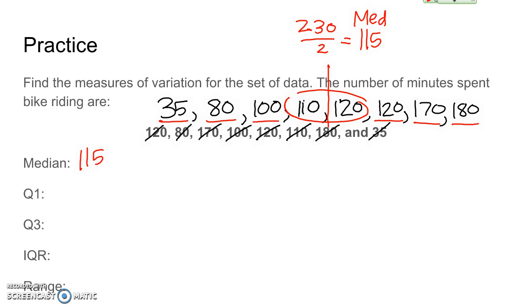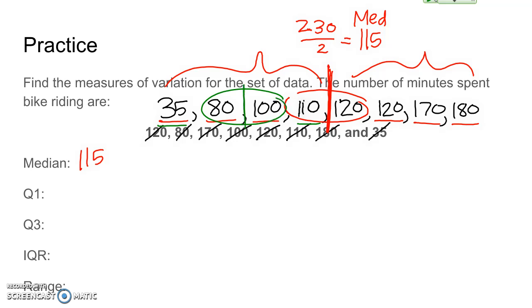All right, now, do you see how I've drawn this line between the two numbers? That is separating my bottom half of the data from my top half of the data. To find Q1, I'm going to find the median of the bottom half of my data. So 35 and 110. So I have these two numbers in the middle. Again, I add and divide by 2, so that would be 180 divided by 2 is 90. So Q1, or the first quartile, is 90.